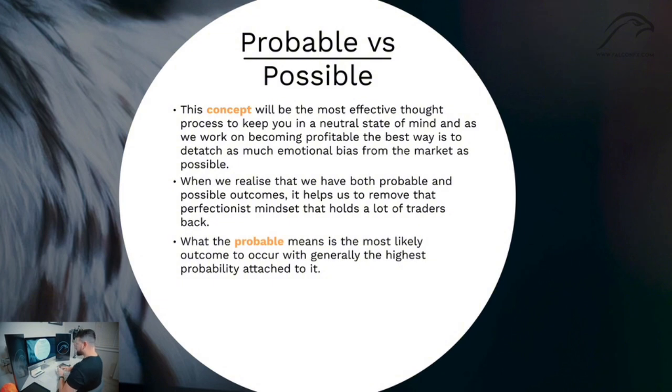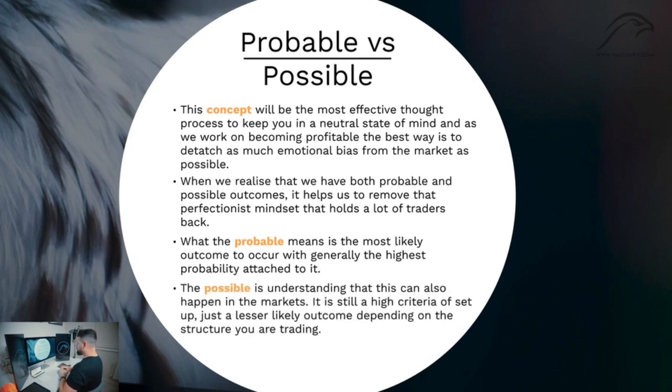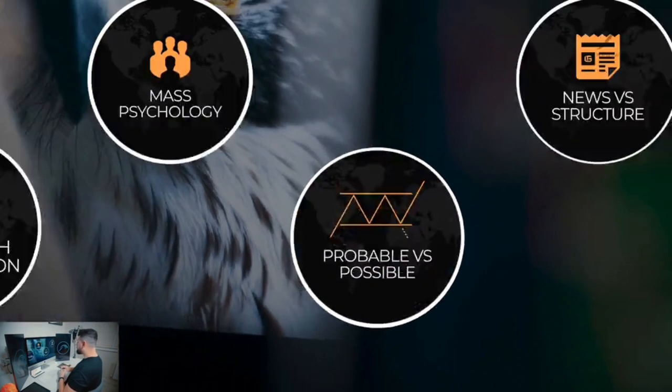What the probable means, it's the most likely outcome to occur, which generally is the highest probability attached to it. The possible, however, is understanding that this can also happen within the markets and it still has a high criteria setup, just less likely outcome depending on the structure that you're trading.